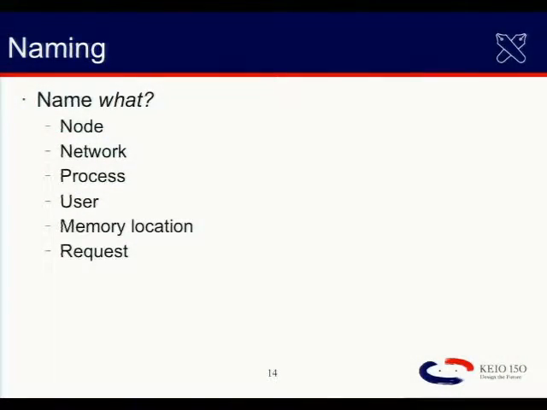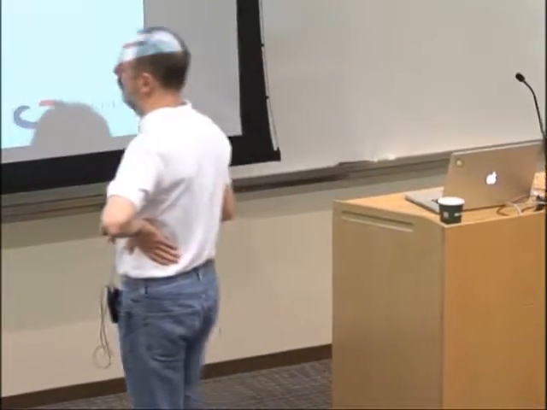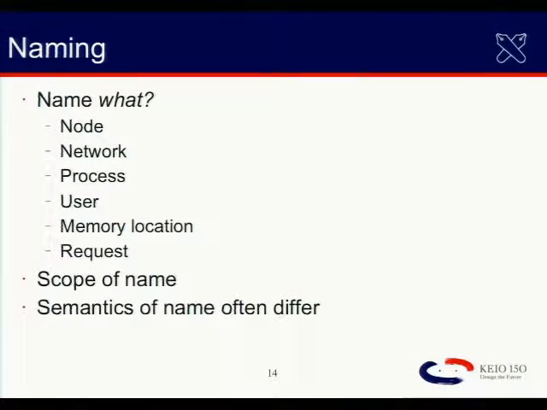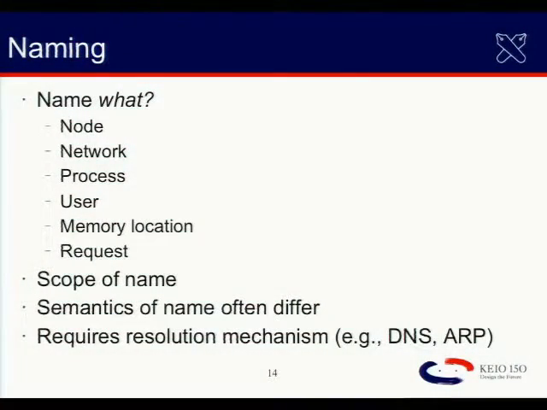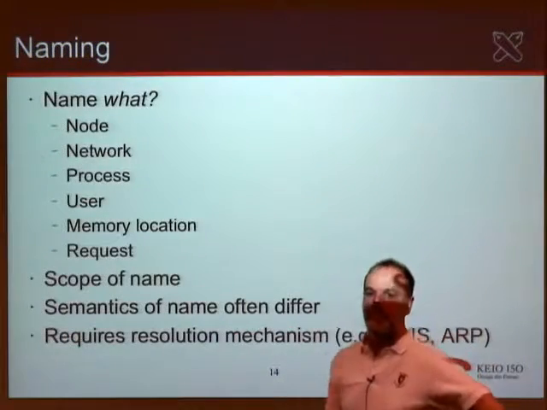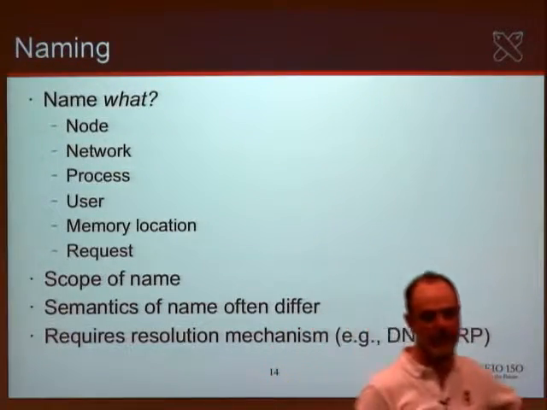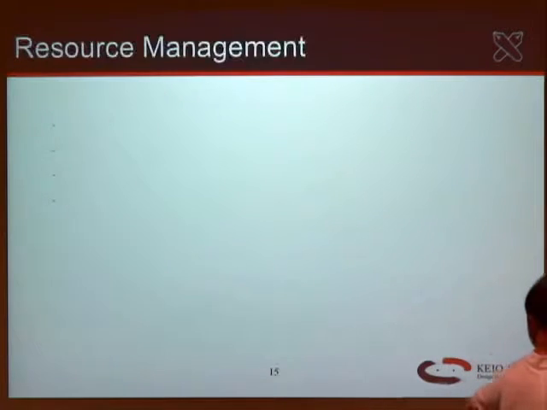Well, nodes, networks, processes, users. Memory location, the request itself is a particular issue in quantum networks that differs from classical networks, and you'll see why in a few minutes. And things like the scope of the name also matter. The semantics of a name can vary in types of networks, and that means that you're going to have some sort of resolution mechanism as well that translates from one namespace to another namespace. Something like ARP or DNS would be two examples of a namespace.